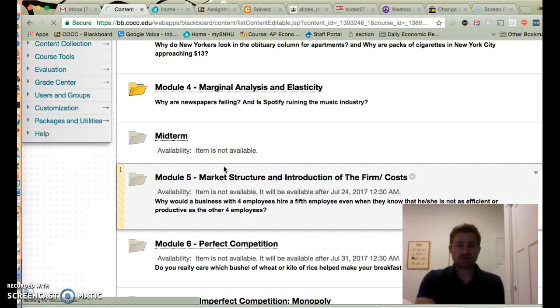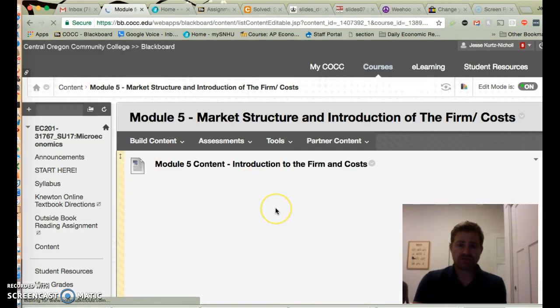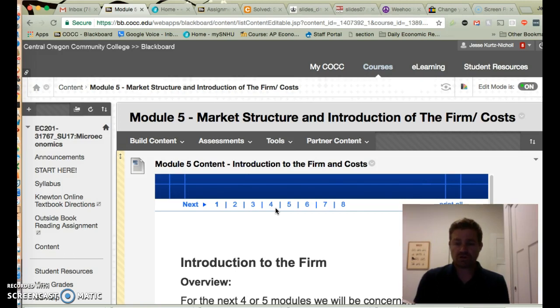If we go into Module 5 here and want to introduce it, the reason that the midterm took place this week is because microeconomics can be divided into two main sections. The first being supply and demand and how individuals behave. If you notice, we talked a lot about individual utility, marginal utility per dollar, and all of it is centered around consumer choice and how individuals behave.